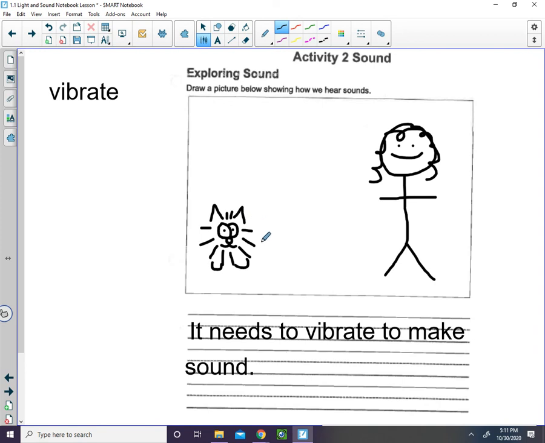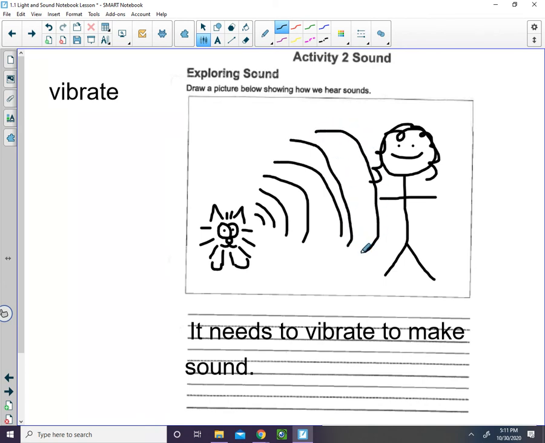Remember, the way I can hear it is because it vibrates through the air. It goes and passes along to other particles in the air and continues to vibrate until it makes it to my ear. Go ahead and finish drawing your picture. It should look something like this. There is something making a noise. The vibrations are getting passed through the air to my ears.